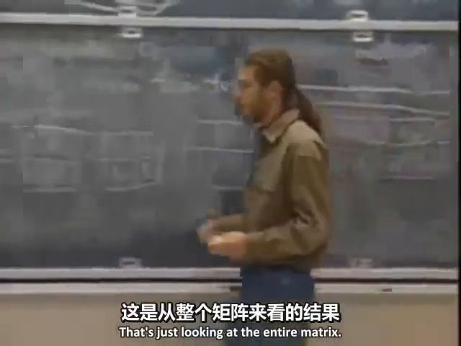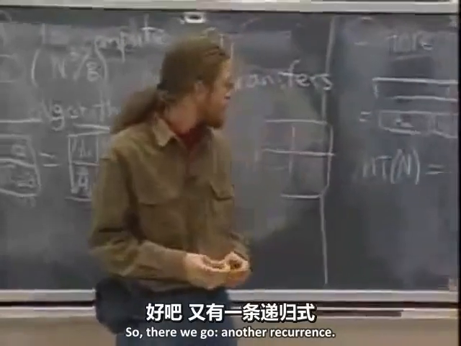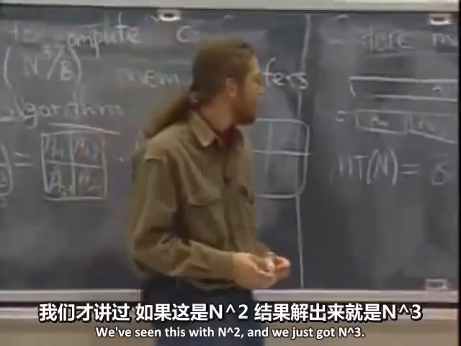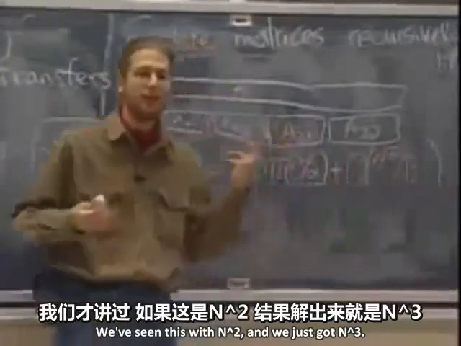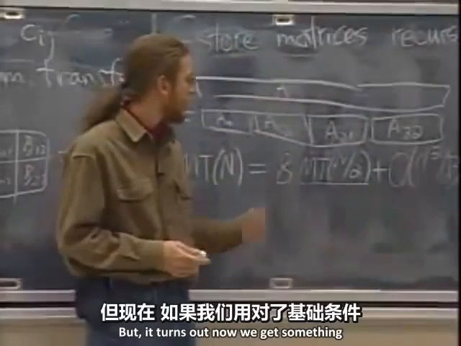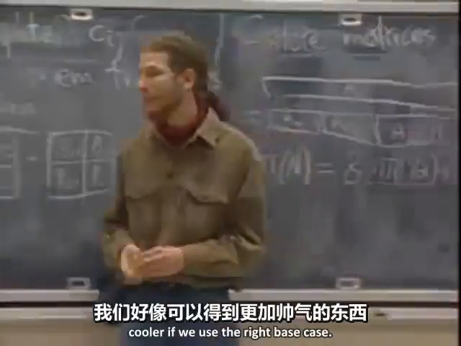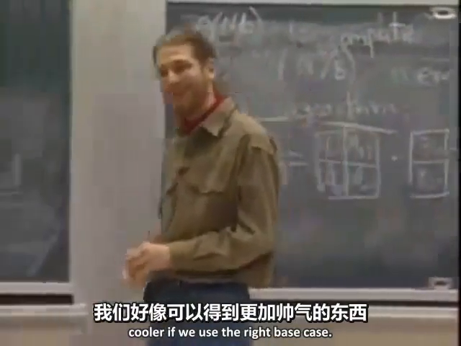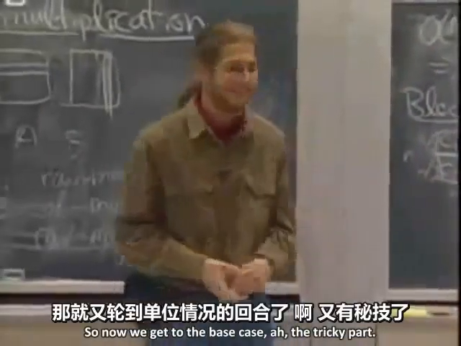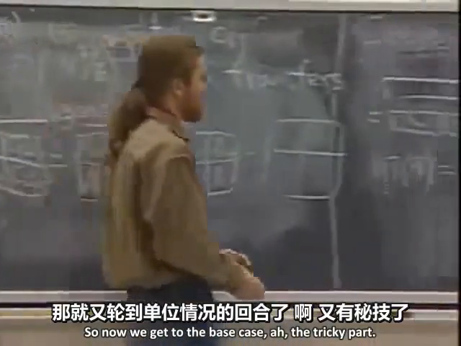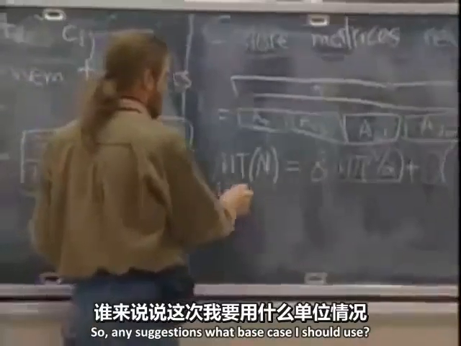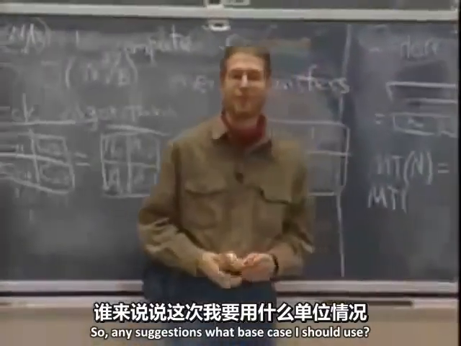That's just looking at the entire matrix. So there we go. Another recurrence. We've seen this with n squared, and we just got n cubed. But it turns out now we get something cooler if we use the right base case. So now we get to the base case, the tricky part. So any suggestions what base case I should use?